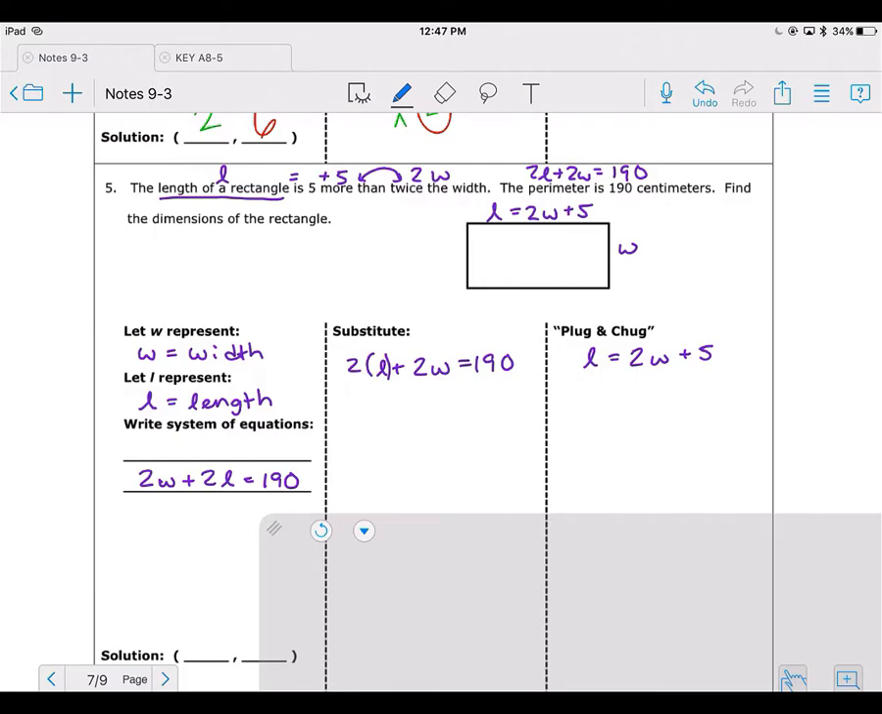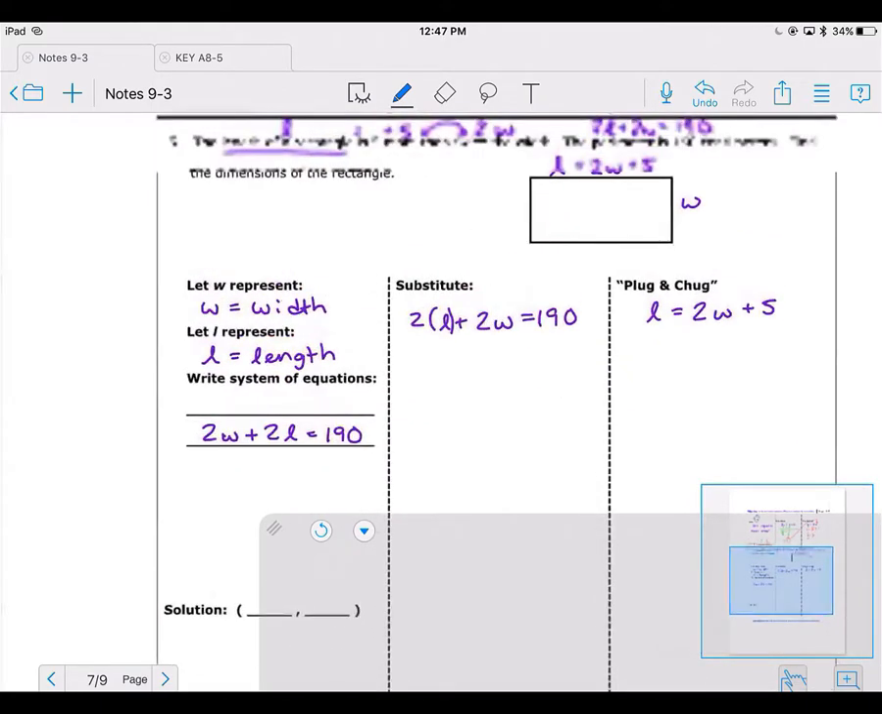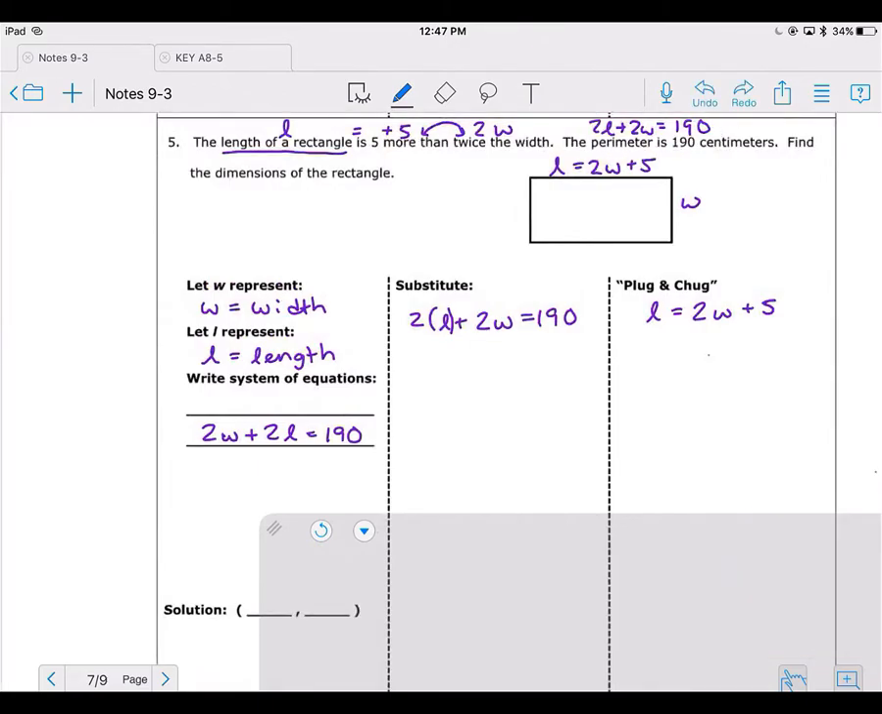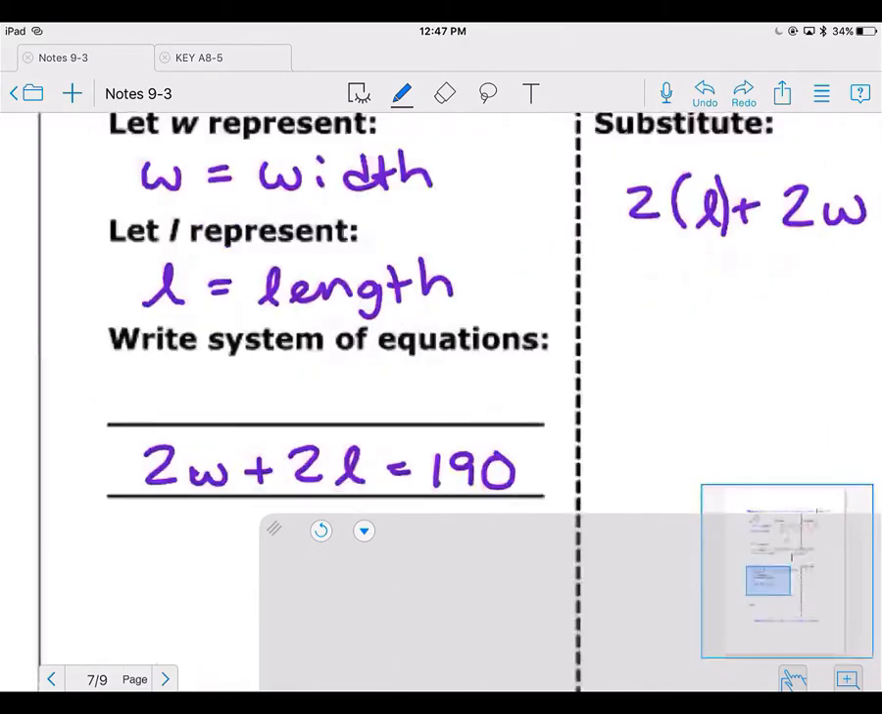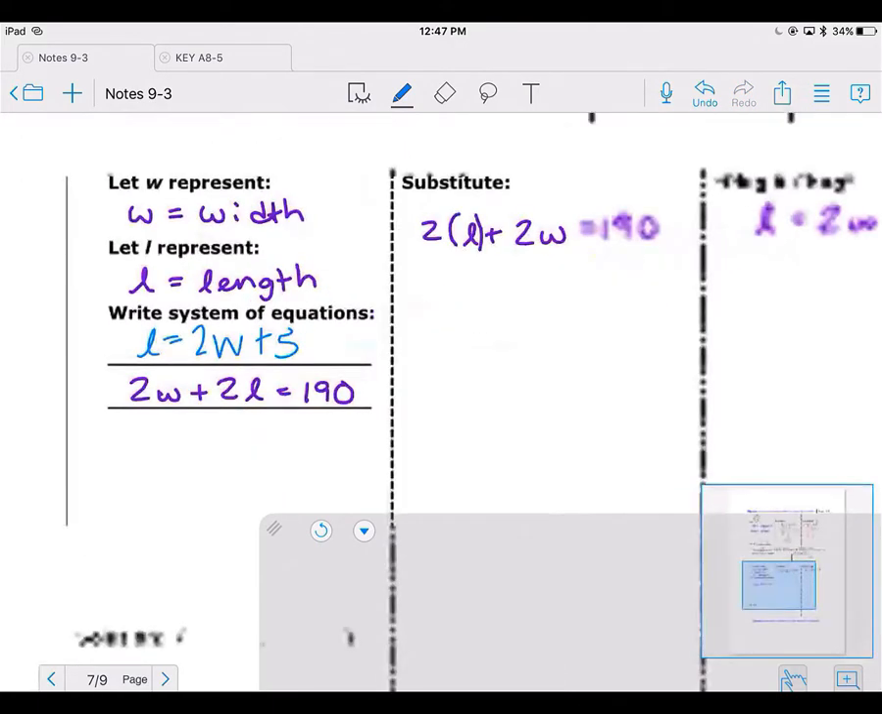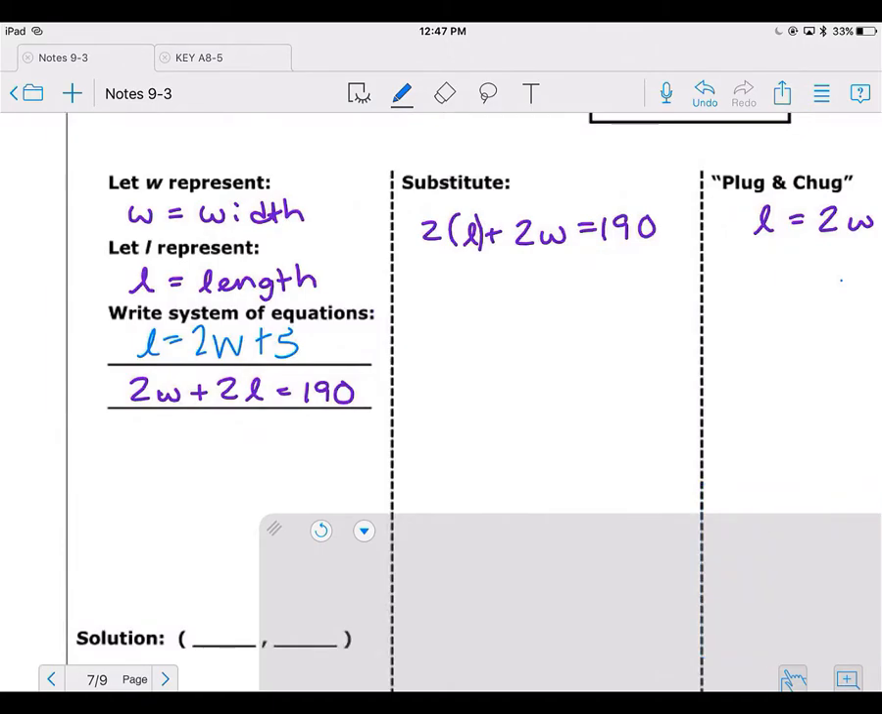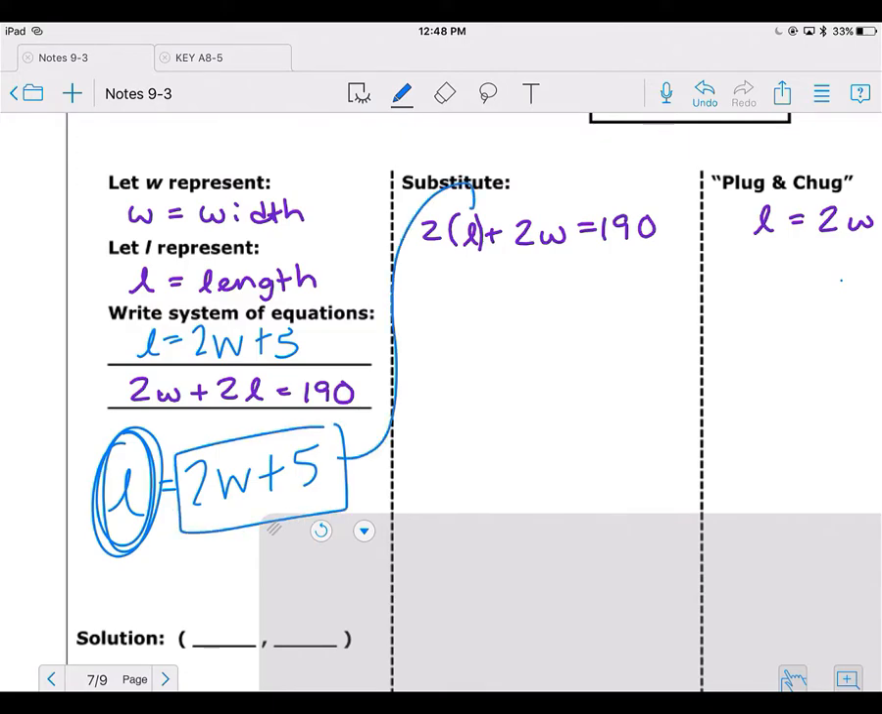They ask us to write this system of equations. This equation has already been written for us. The other one we need to write is that L equals 2W plus 5. Now, for my first box, I have a letter completely by itself, so that's what I need to put in my first box. In the second box, they have already written our second equation, and we replace L with 2W plus 5 because those are the same things.